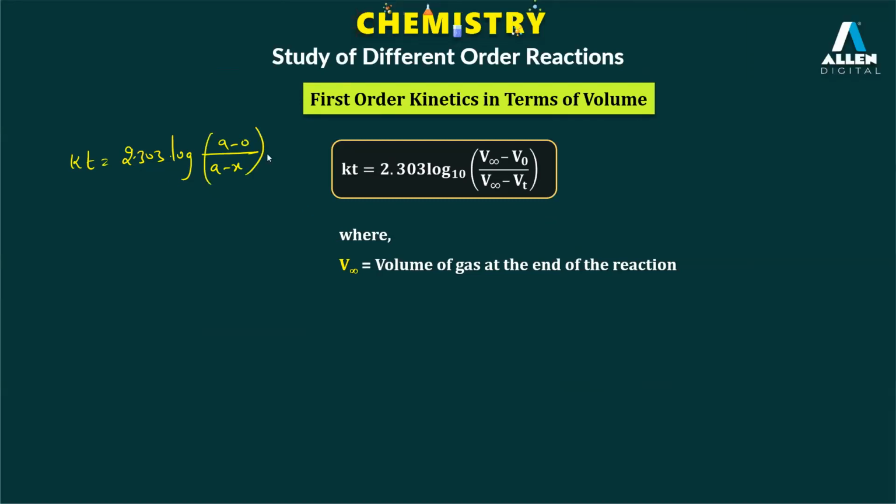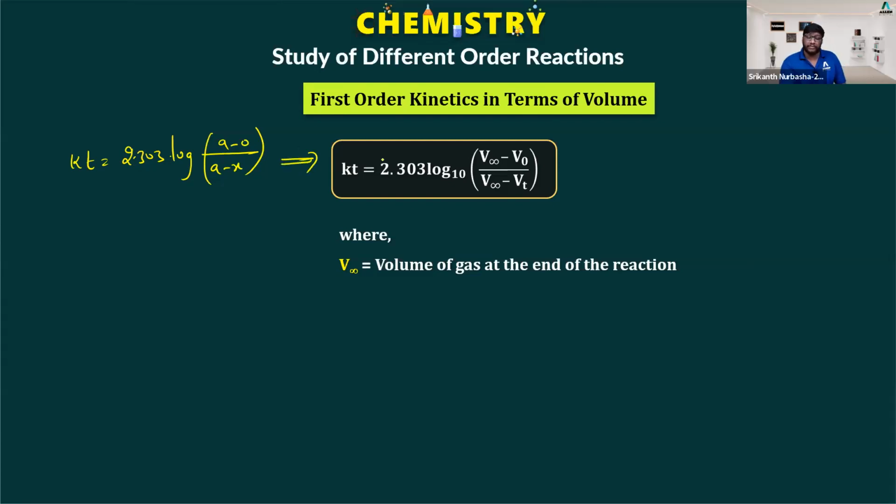Yes or no? The same similar equation you are going to have. kt is equal to 2.303 into logarithm of V infinite minus V0 divided by V infinite minus Vt. V infinite is the volume of the gas at the end of the reaction. Once the reaction is completely done, how much volume is there? That is V infinite. Vt is the volume of gas at time t.